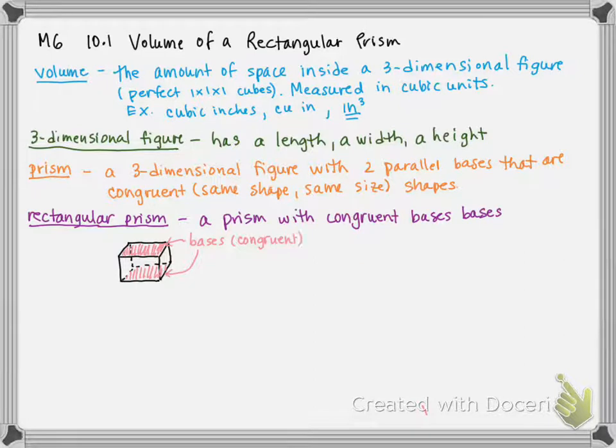Now, here's the interesting thing. When you look at a rectangular prism, all the opposite sides are congruent. You've got the top and the bottom, which we're going to call bases. You have the front and the back, and you have the sides. The front and the back are congruent, and the two sides are congruent. Now, guess what? We have a formula that we need to memorize.